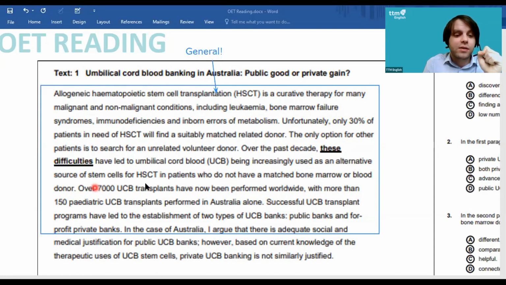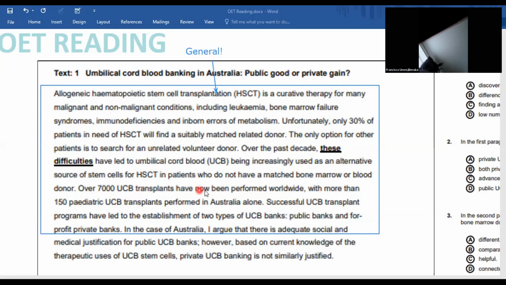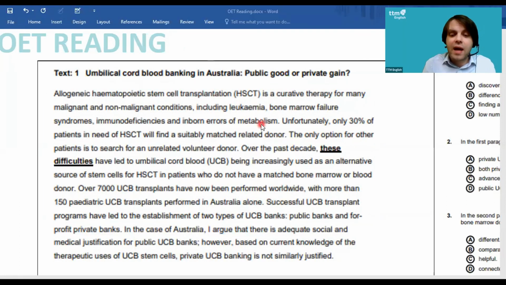Let's do one more sentence, Francesca. Over 7,000 UCB transplants have now been performed worldwide, with more than 150 pediatric UCB transplants performed in Australia alone. Okay, stop there. I think we've had enough. I'm just trying to give you this idea, that you're reading and thinking about the question at the same time. I know it's not easy, but if you can do that skill, it's going to help you so much.